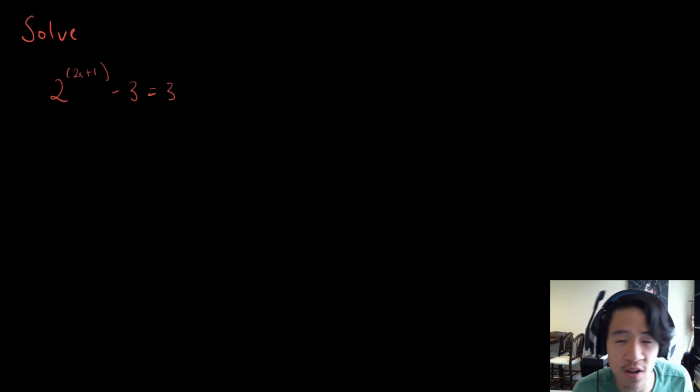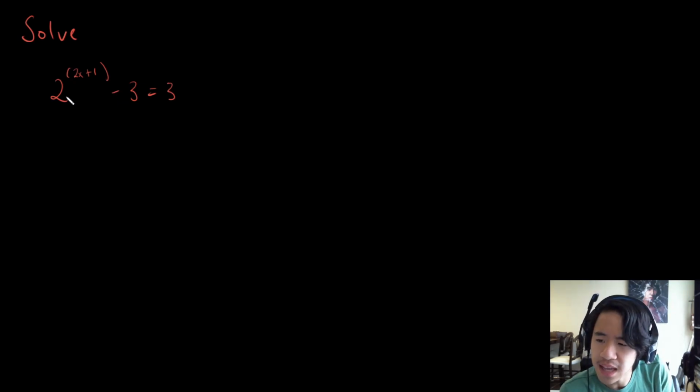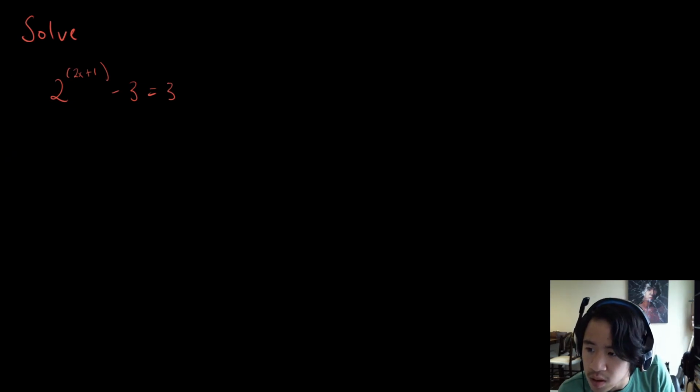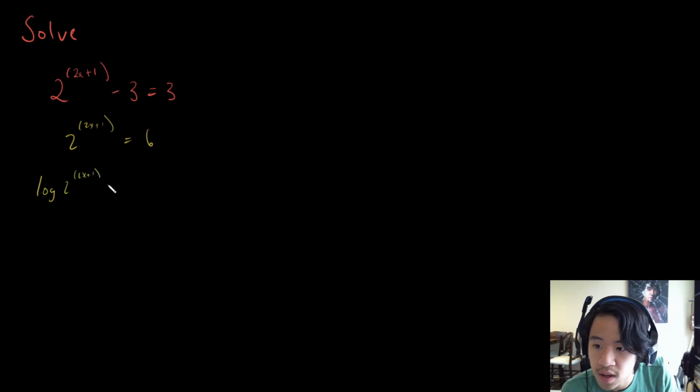This will be our final example. I made one that I thought was a bit more complicated. It's pretty much the same steps, except you're probably going to want to get this exponential by itself first. So instead of doing our first step, which was log both sides, we're going to add 3 to both sides. In this case, we should have 2 to the 2x plus 1 is equal to 6. Then we log both sides. So log of 2 to the 2x plus 1 is equal to log of 6.